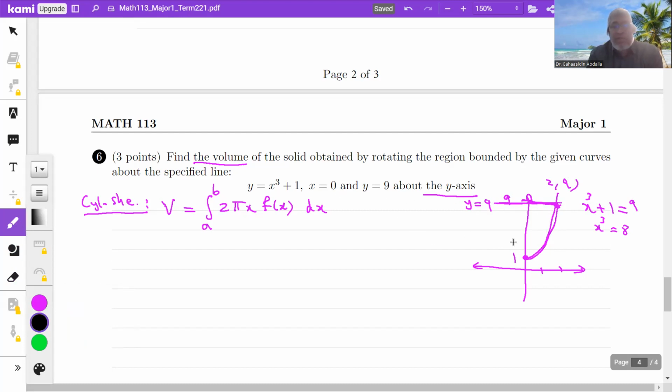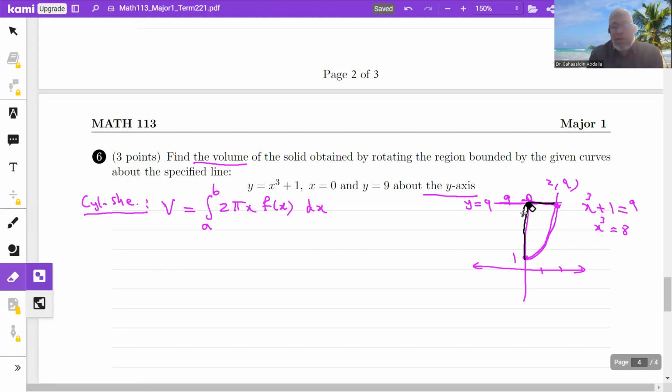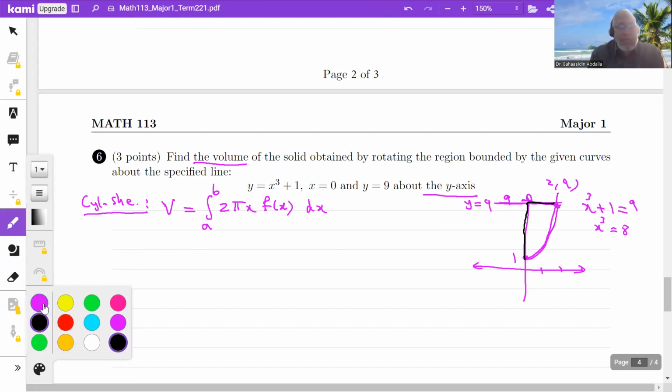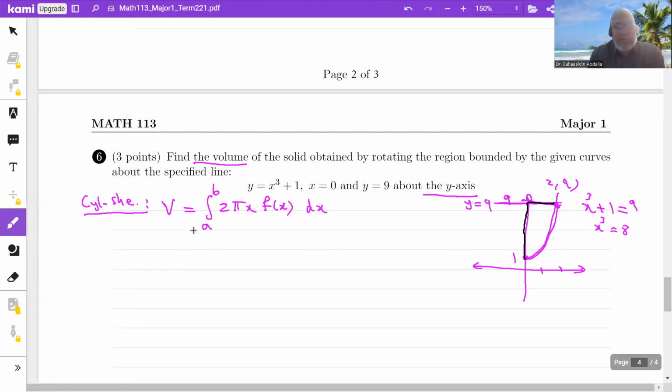And this is x equals 0. And this is y equals 9. So we are talking about this region bounded by all of these three curves. If I'm going to use a cylindrical shell and rotate about the y-axis, I'll use a rectangle parallel to the y-axis.